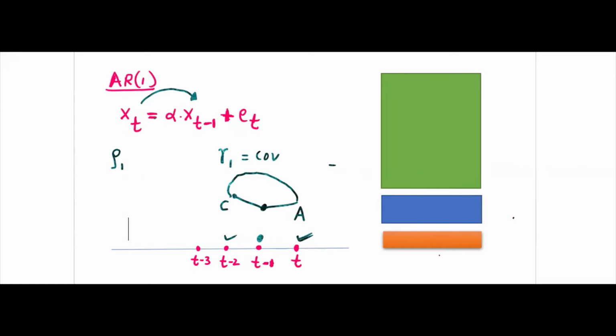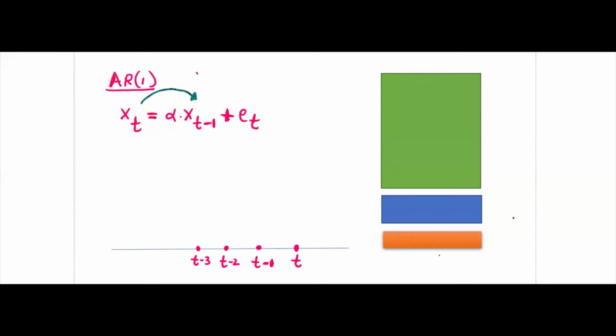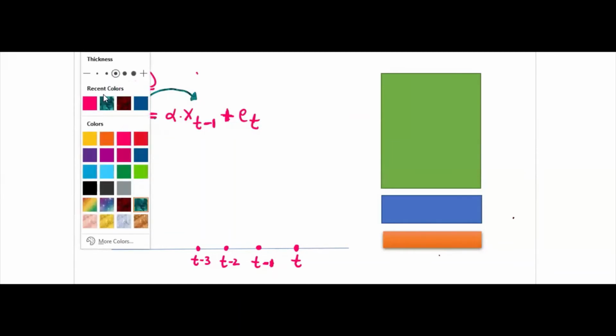Suppose I'll give you one example. That is partial autocorrelation. Partial autocorrelation means direct autocorrelation, and you can only estimate it using statistical techniques.